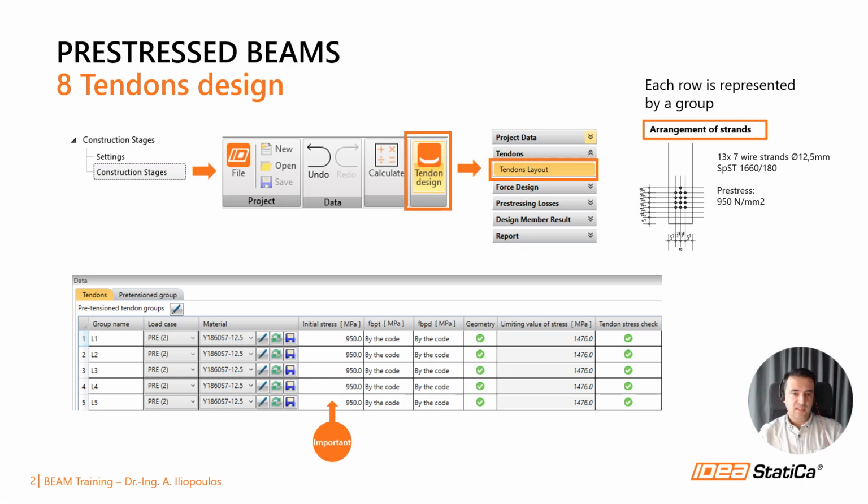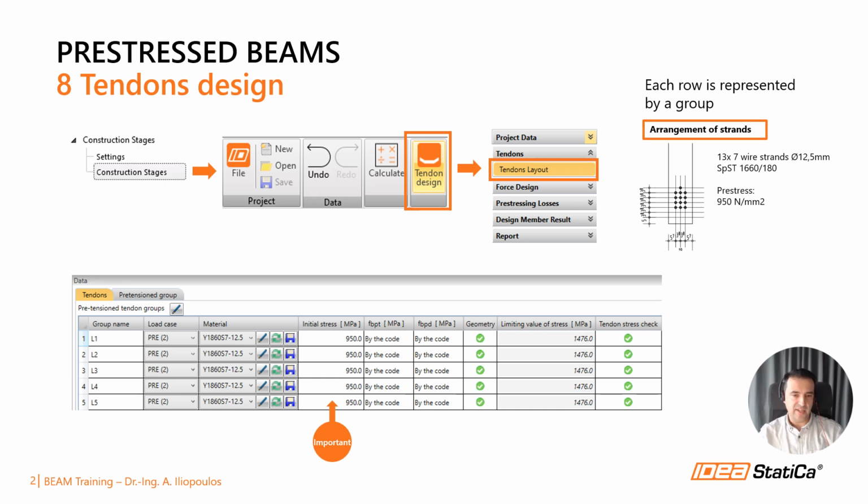We are now ready to input the pre-stress. So let's navigate to Tendon Design in the top ribbon. A new window will open, and there in the menu on the left side we can find the tendons layout. And now finally the correct table appears at the bottom of the screen. In this table, we can define the tendon groups.